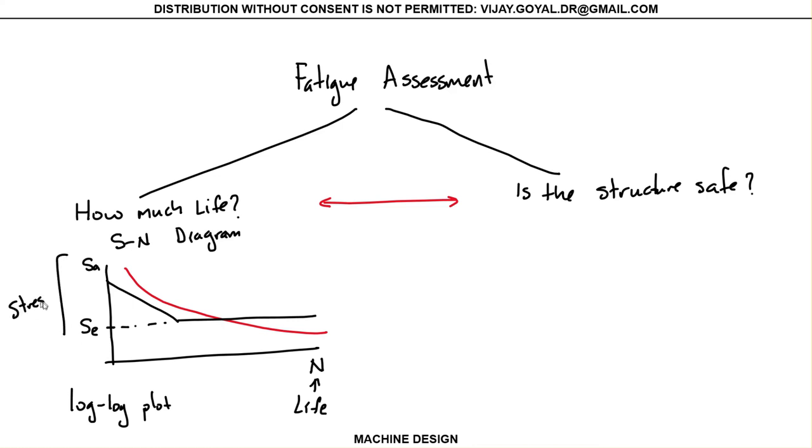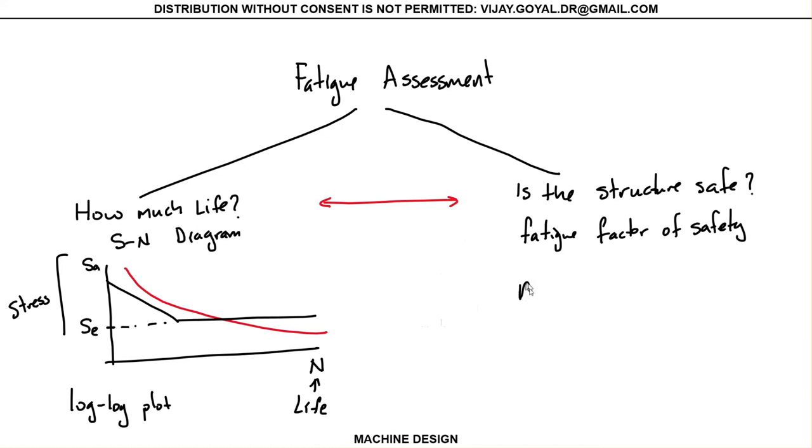So if I know an alternate stress, I can find what my life or my structure is. Now, on this side, we talk about several theories, and we have what we call the fatigue safety factor. This fatigue factor of safety works very differently from the other factors of safety we had talked about.